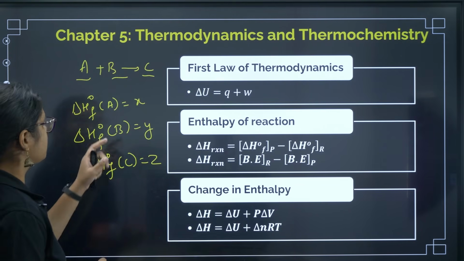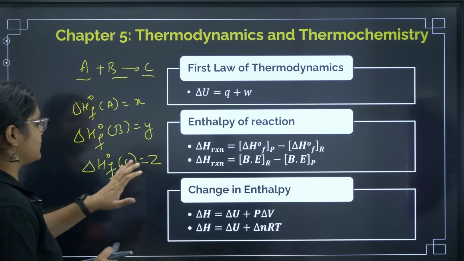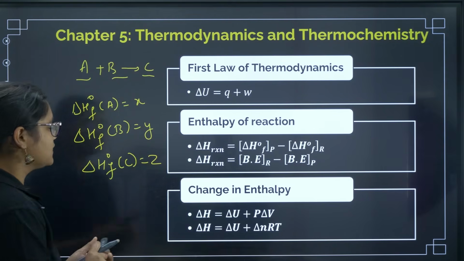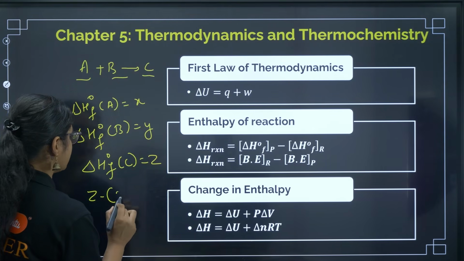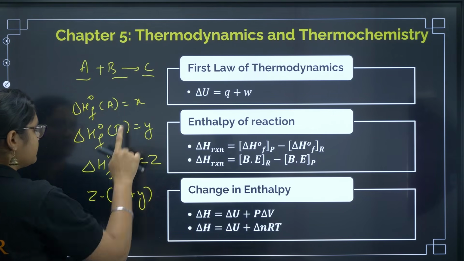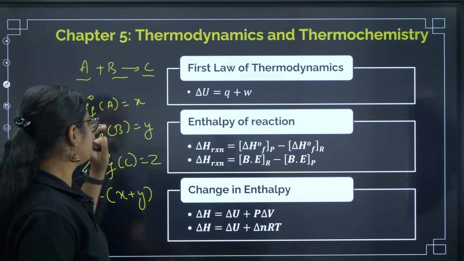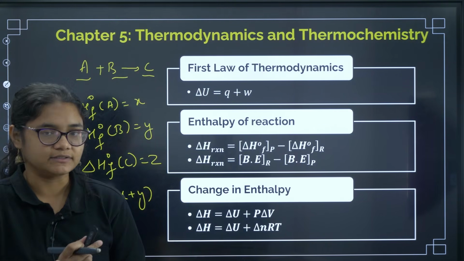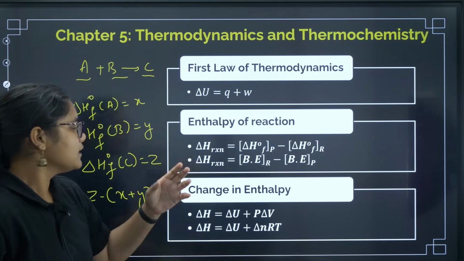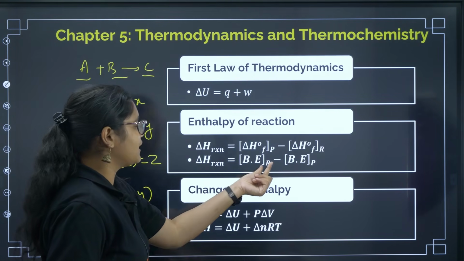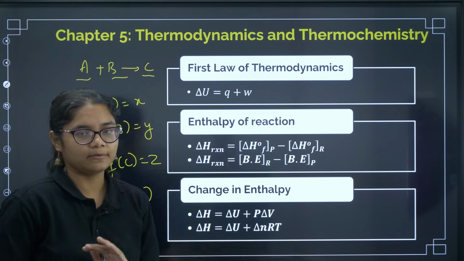Now in that case, what will be the enthalpy of the reaction? Enthalpy of the reaction will be products minus reactants. So I can write Z minus (X plus Y), right? C is the product, so Z minus (X plus Y). Now if the same thing is given in terms of bond enthalpies, when bond enthalpies are given, the formula is bond enthalpy of reactants minus bond enthalpy of products.